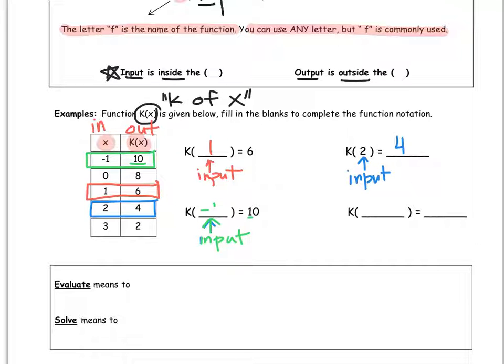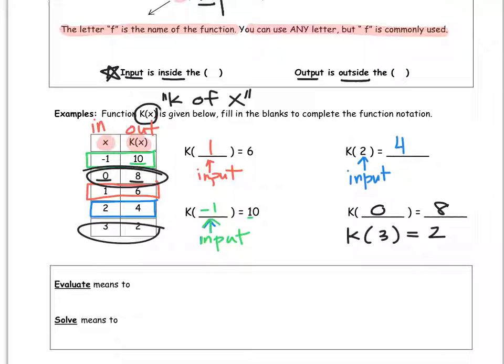Alright, here we can pick any one that we want. So I'm just going to pick something that I haven't used. Let's pick this point 0, 8. The input is 0 inside the parentheses. The output is 8. And that is function notation. Let's put one more underneath here, the last point we didn't use, 3, 2. So it's called k. The input is 3, equal sign. The output is 2. That is function notation.